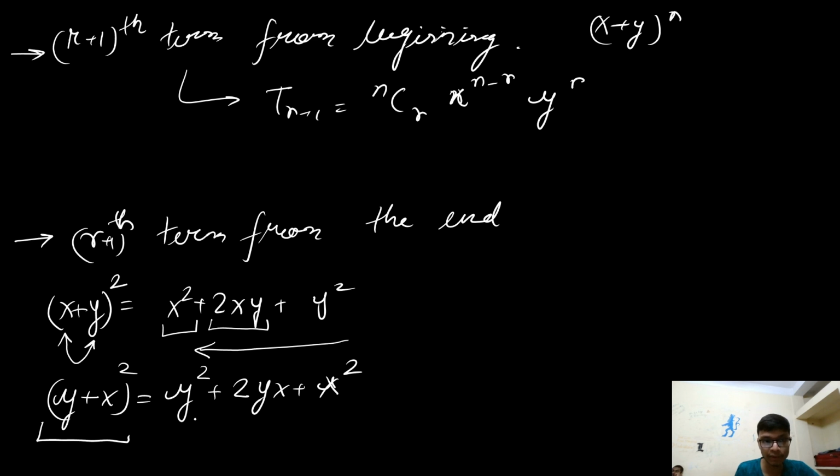Okay, from the beginning you calculate the third term, that is basically from the beginning if you calculate the third term you will end up getting that third term as x square, which is basically the third term from the end for the relation (x + y)^n. Okay, I hope this particular intuition is clear.